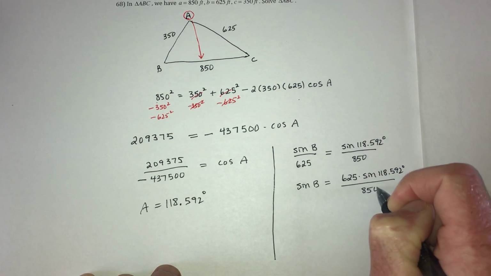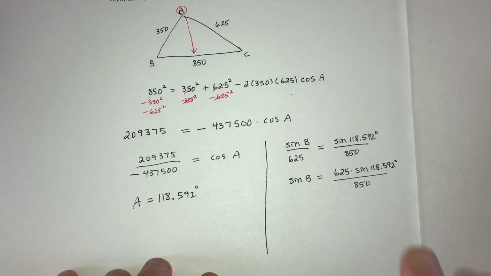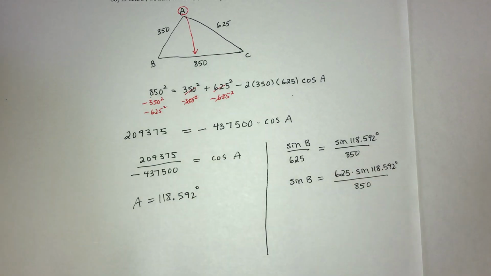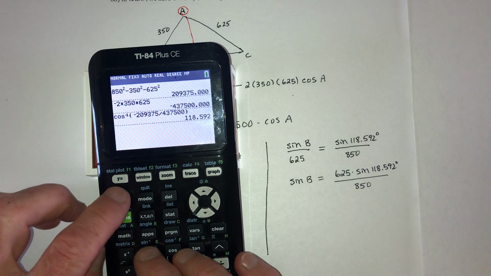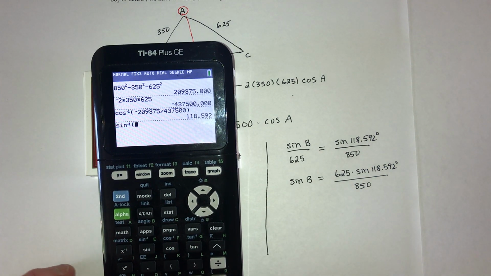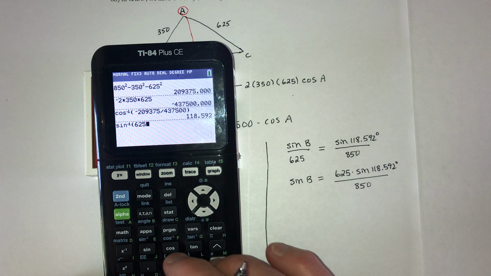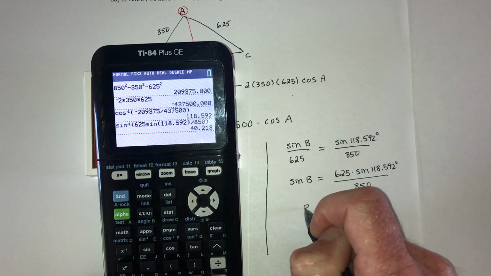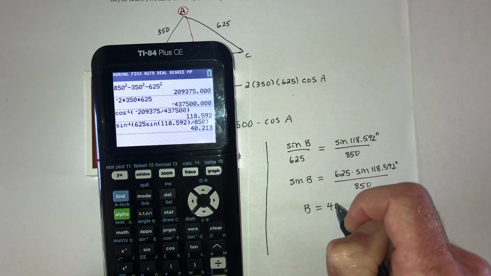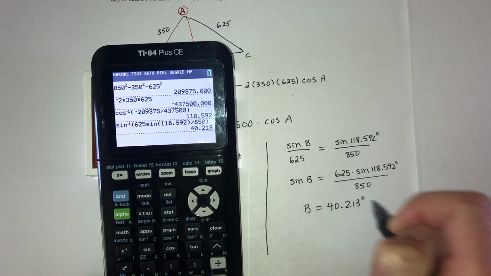And finally, take sine inverse of this. So sine inverse of 625 times sine of the 118.592 divided by 850. And then B is equal to 40.213 degrees.